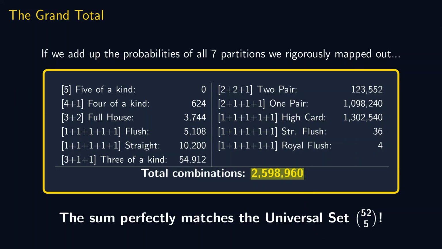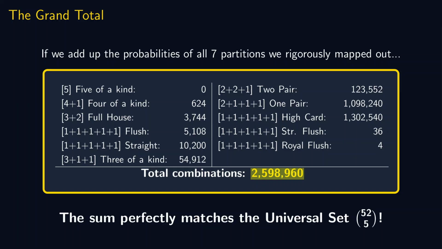Every single hand we counted, using every formula we derived from the structure of the grid, adds up to the precise total we calculated at the very beginning of this journey. The mathematics is complete, consistent, and airtight. This is what it means to partition a set. We took the universal set of all 5-card hands, divided it into non-overlapping families based on the integer partitions of 5, derived a counting formula for each family from first principles, and confirmed that the pieces reassemble perfectly into the whole. Nothing was assumed. Nothing was looked up.